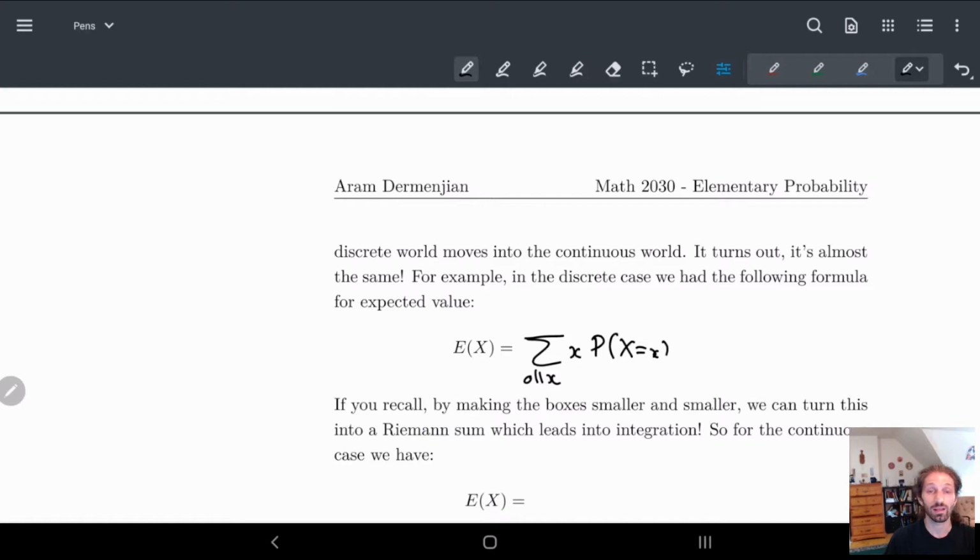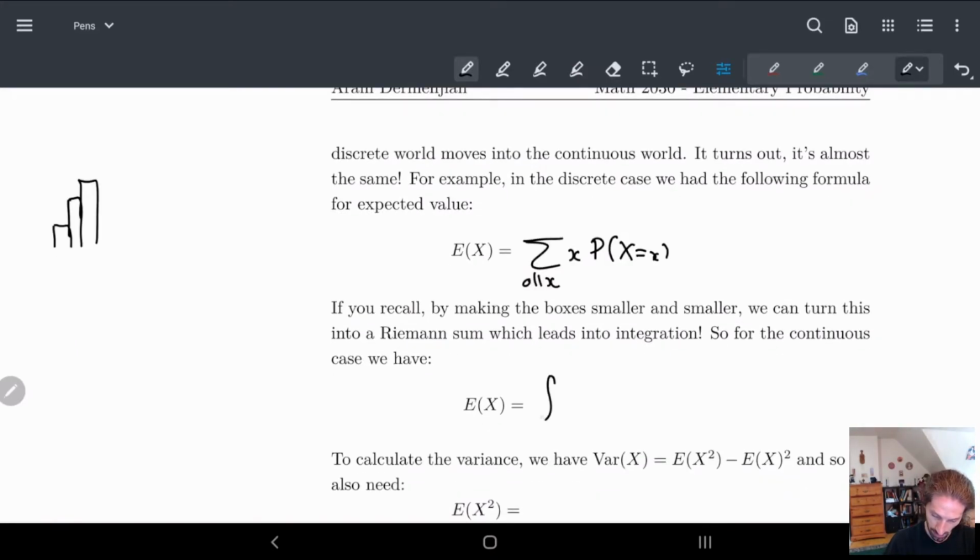Now that we think about integration, you should think of this as taking these columns, right? These are little columns, and what we're doing is we're shrinking these columns smaller and smaller and smaller. So really you should be thinking of Riemann sums. And if we make them small enough, what do we get? We just get integration. So the expected value is the sum of everything, aka the integral of everything.